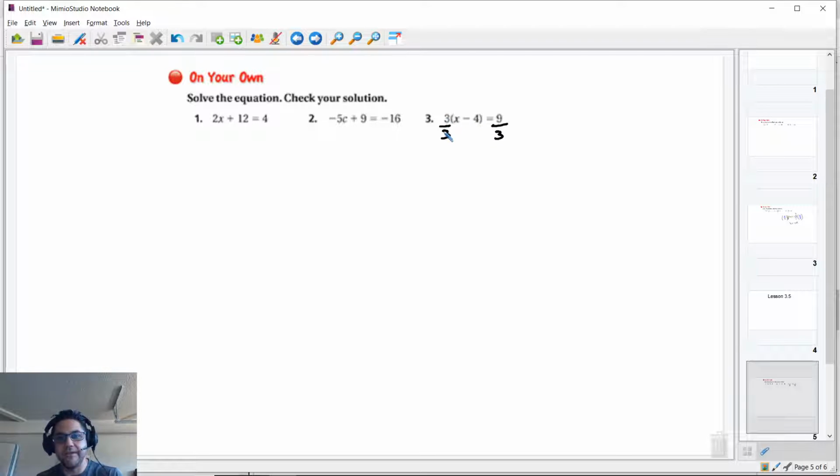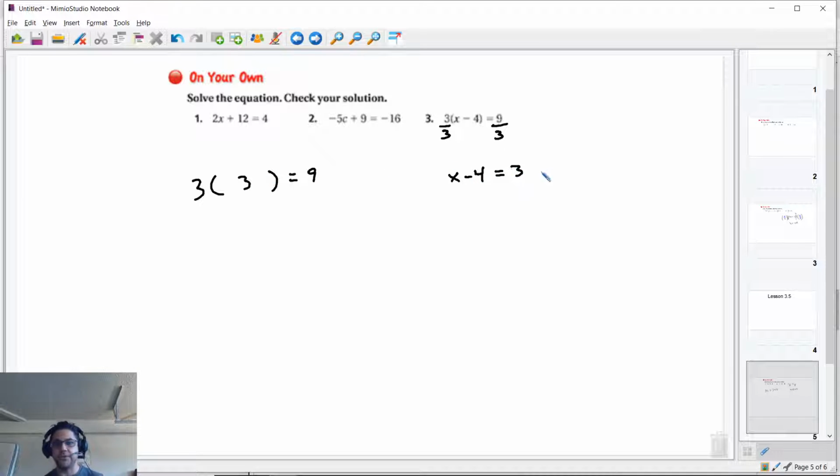So that means 3 divided by 3 is 1, so it's kind of gone. So that means I have x subtract 4 is equal to 3. And isn't that the stuff that was inside the parentheses? And didn't we say that 3 times 3 is equal to 9?